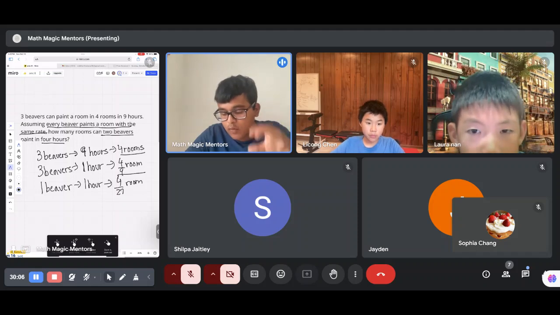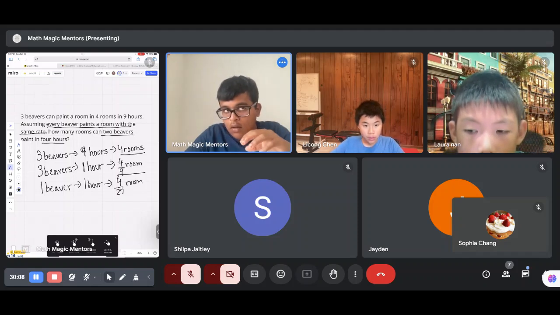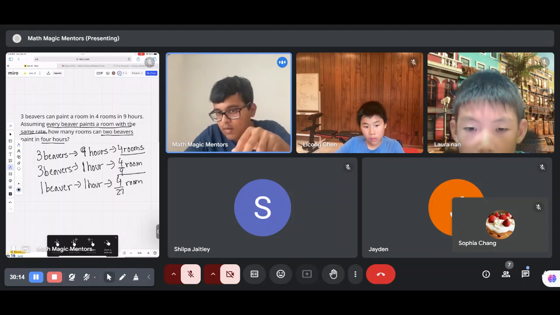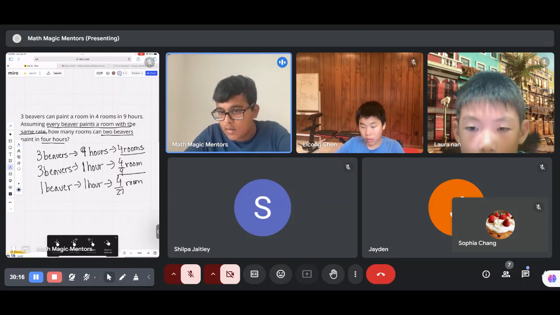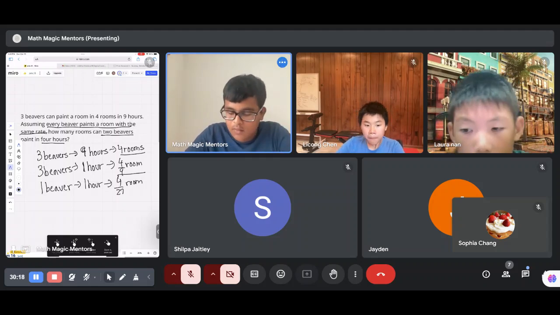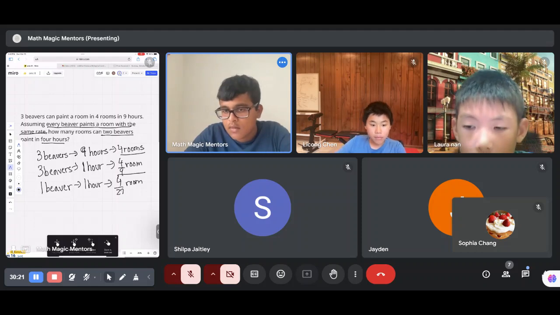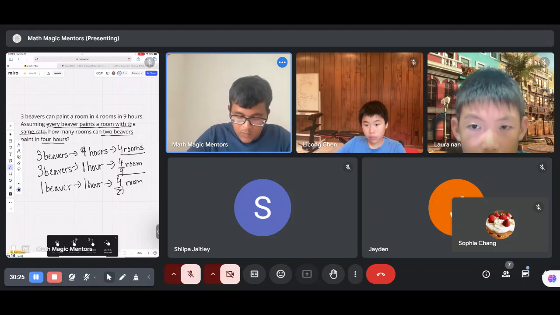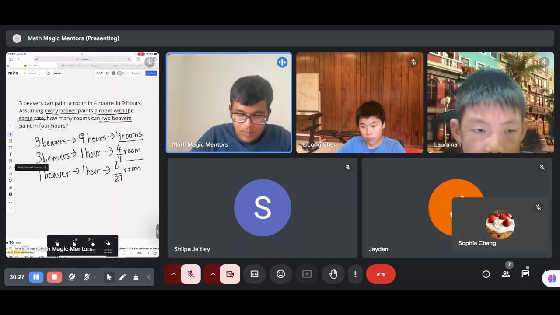Each beaver will paint 4/27th of a room. If one beaver paints slower than the other beaver, then the other beaver is going to paint more than 4/27th of a room, and the one that's slower is going to paint less than 4/27th of a room. Does that make sense? Yeah. All right. So now let's think about the actual problem.